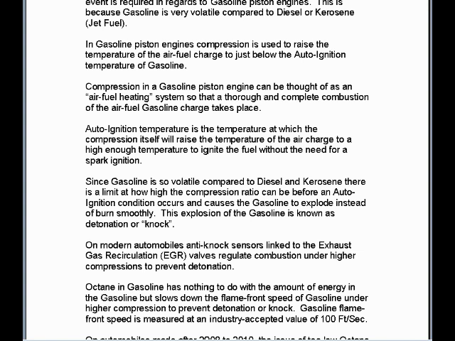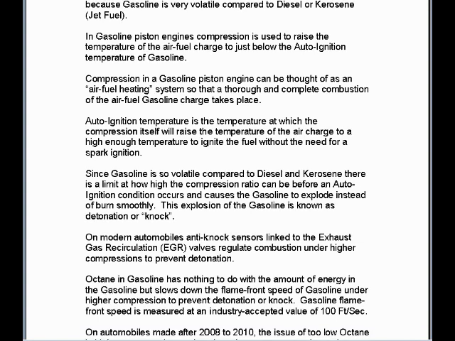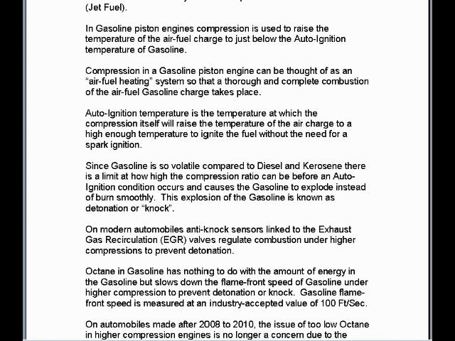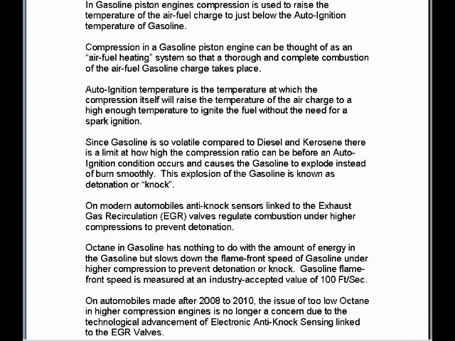On modern automobiles, anti-knock sensors linked to the exhaust gas recirculation EGR valves regulate combustion under higher compressions to prevent detonation. Octane in gasoline has nothing to do with the amount of energy in the gasoline, though it slows down the flame front speed of gasoline under higher compression to prevent detonation or knock. Gasoline flame front speed is measured at an industry accepted value of 100 feet per second.